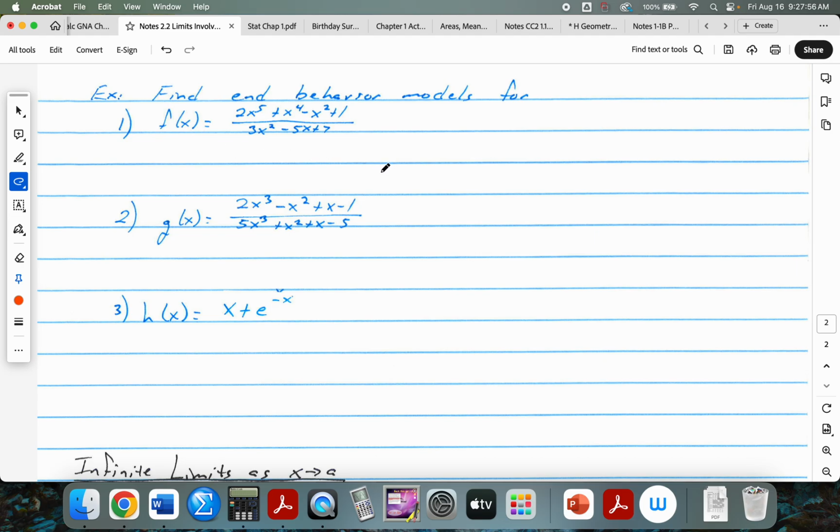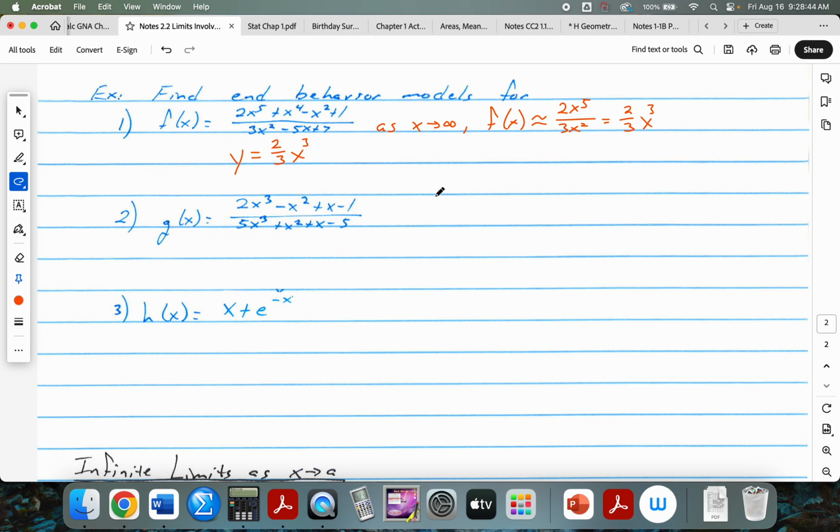So as x goes to infinity, f of x can be approximated by 2x to the 5th over 3x squared, which is 2/3 x cubed. So y equals 2/3 x cubed is an end behavior model for this. That function can be well approximated by just using 2/3 x cubed.